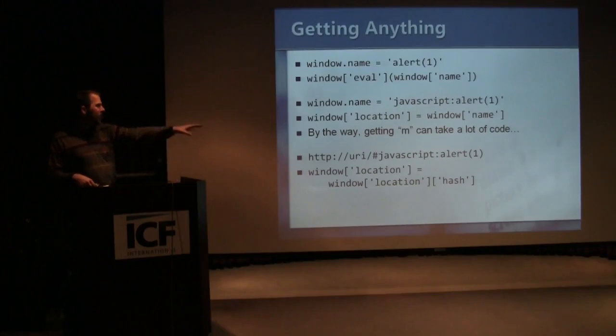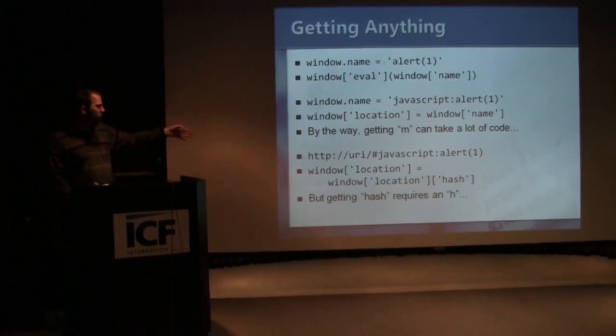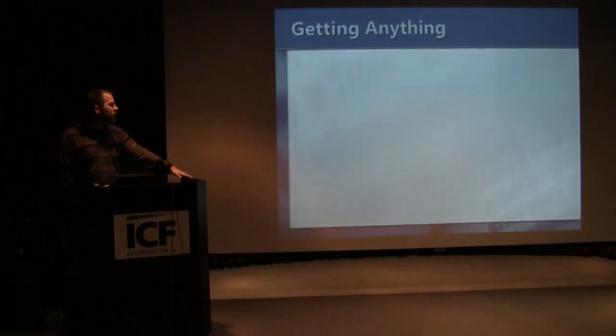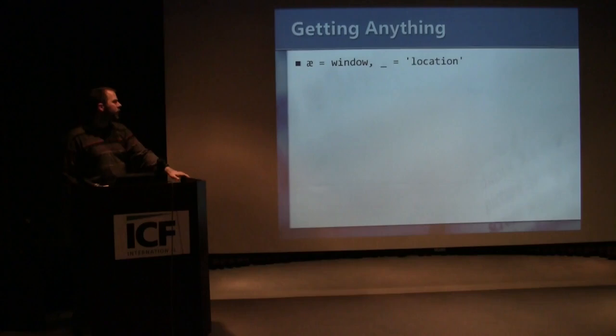But of course the hash is already part of window location, which we do have access to. So it'd be really nice if there was some way we could just pull out that hash, and of course regular expressions come to the rescue. Because to do regular expressions, we don't really need anything more than just symbols. So for some shorthand, I'm going to go ahead and assign a window object and the string location.